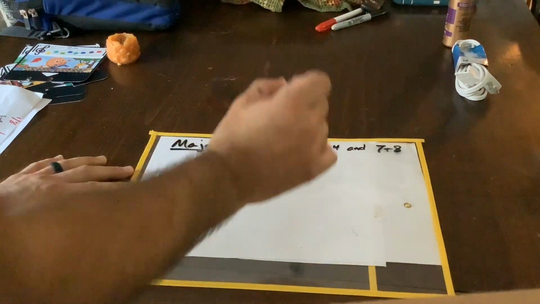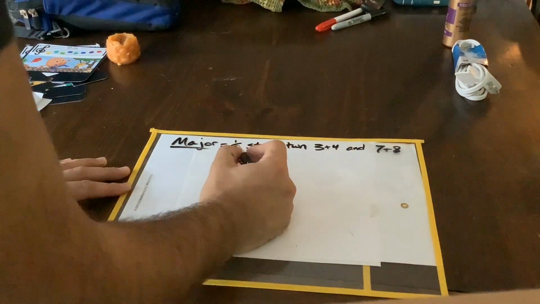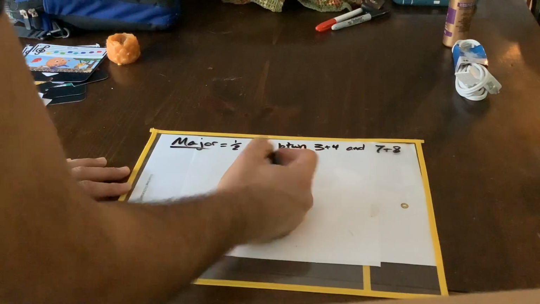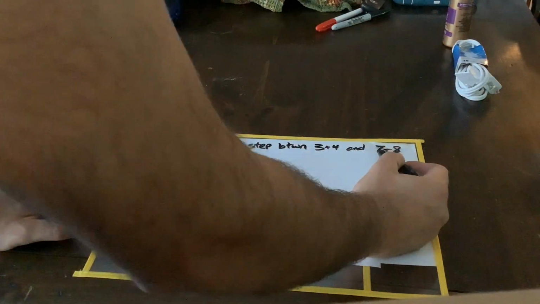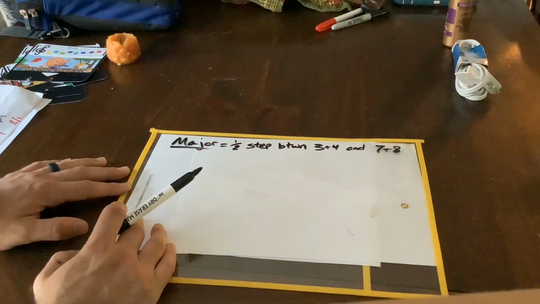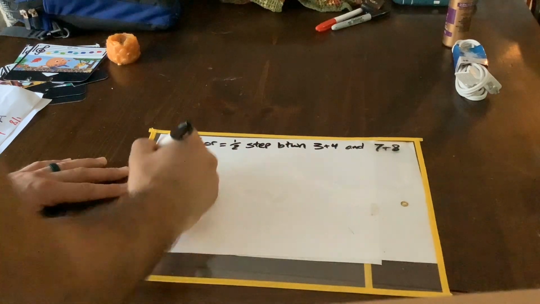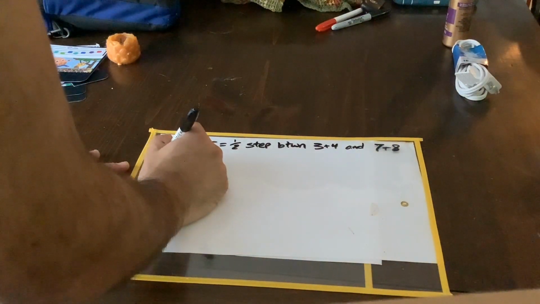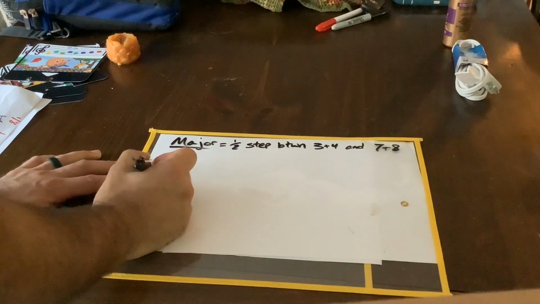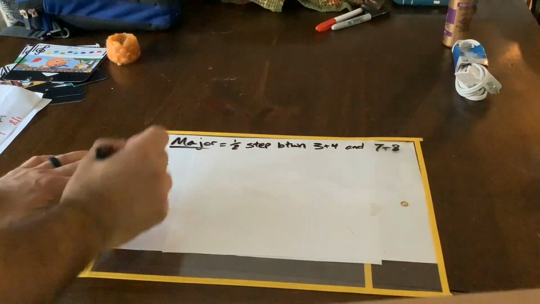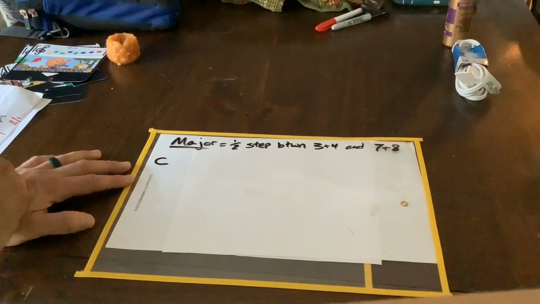So we want to make a major scale. This is the recipe for major scales. It involves a half step between 3 and 4 of the scale and a half step between 7 and 8. Everything else is all whole steps between them. Well, what does that mean? I want C major, so I'm going to start with C. That's the start of my scale. If I want C major, that's the first letter I'm putting down.